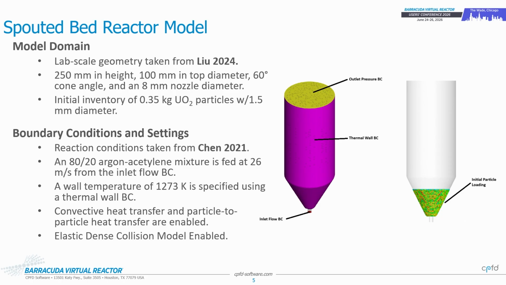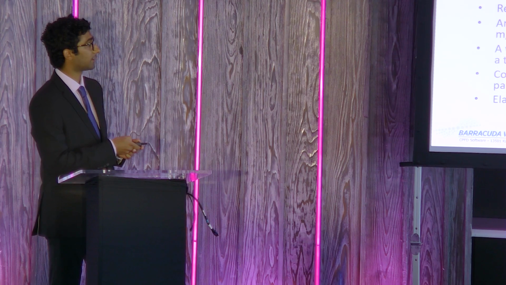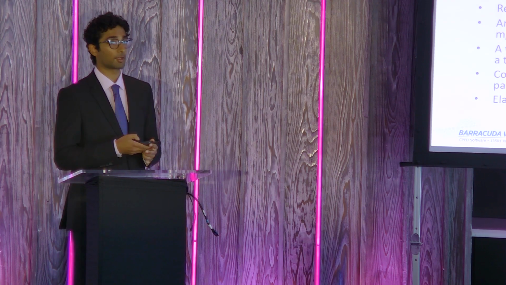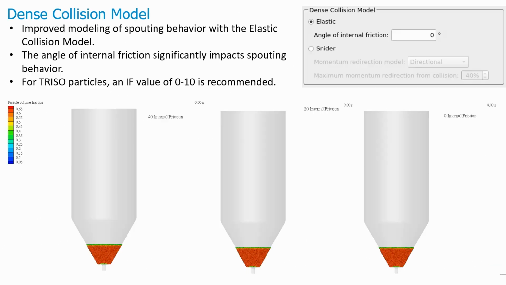Another key feature that's new to Barracuda version 26 is the elastic dense collision model, which has greatly helped the spouting behavior that we're able to simulate. This is a new option in the particles tab, the particle settings. This elastic model is very helpful when it comes to heavy, dense particles in reactors like a spouted bed. And the key tunable parameter now is the angle of internal friction.